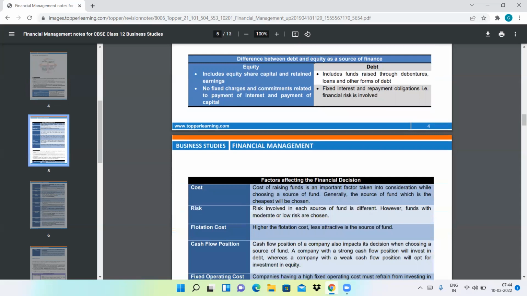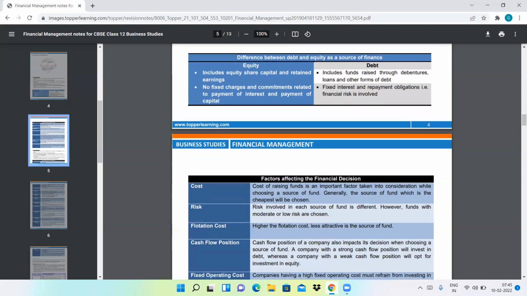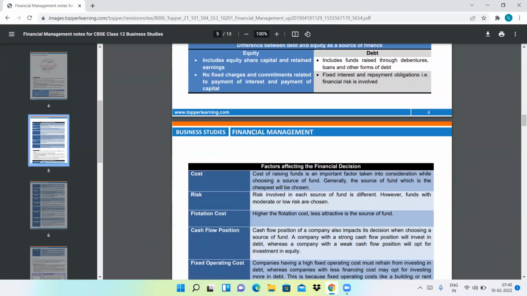Now, here is the difference between debt and equity. Equity includes your equity capital and retained earnings. Equity involves no fixed charge regarding payment of interest and repayment of capital, whereas debt involves financial risks and includes interest payment as a permanent liability. In the form of debt, we raise money from debentures, loans, or other forms of debt.